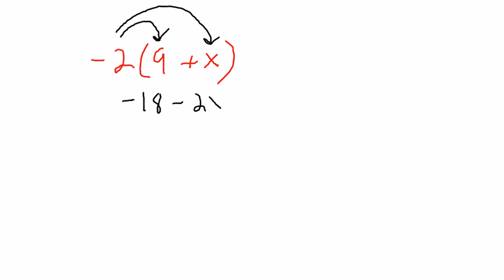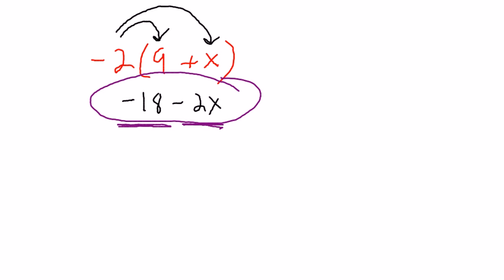Now we are going to ask ourselves, are there any like terms that we can combine? Well, I only have two terms in this expression. I have a negative 18 and a negative 2x. Since these are not like terms because they don't have the same variable in common, this would be our simplified expression. Negative 18 minus 2x is our final answer.